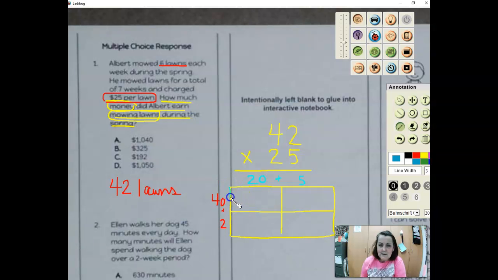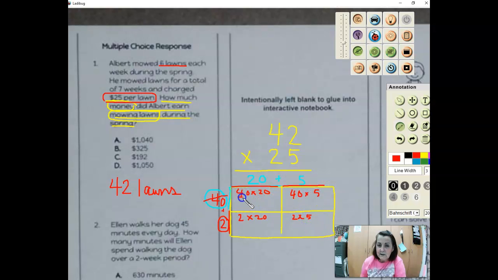So remember, this is what we're looking at right here. So we're going to focus on this digit and we're going to write 40 times 20 in this box. Then we're going to write 40 times 5. Now we're done with this one. Now we're going to focus on this factor here, which is 2. That's going to be 2 times this number up here, which is 20. And then 2 times this number up here, which is 5.